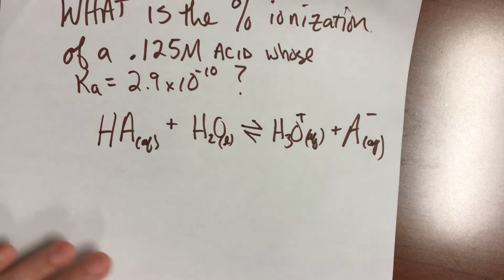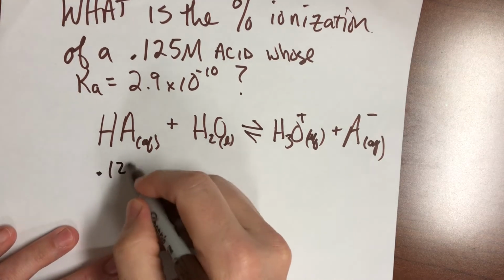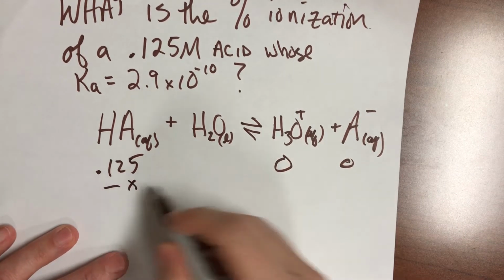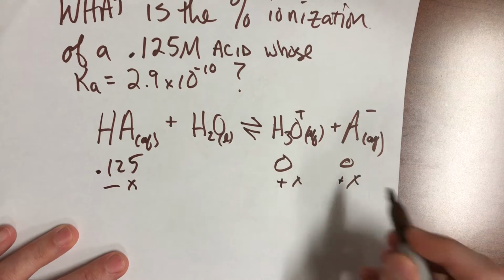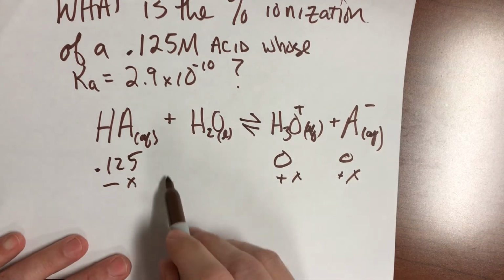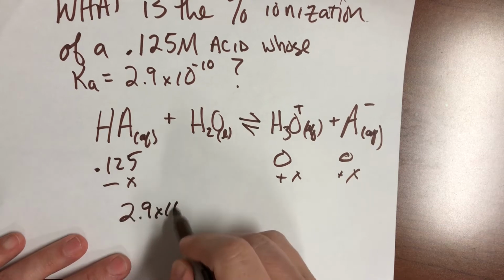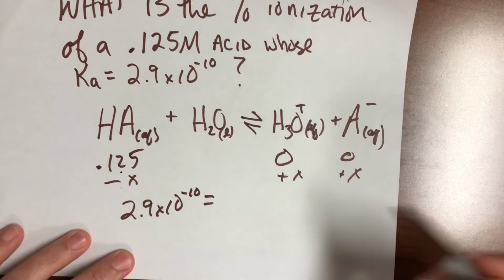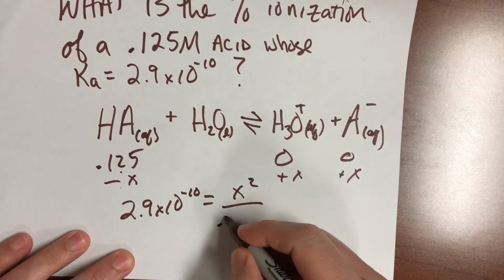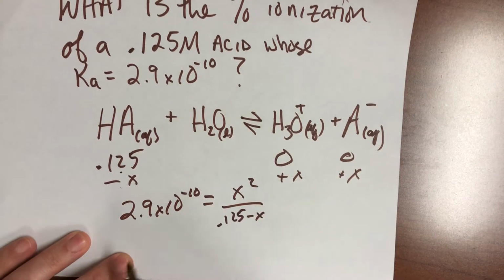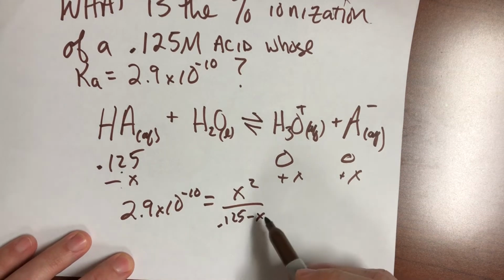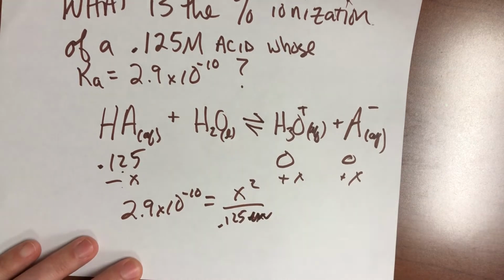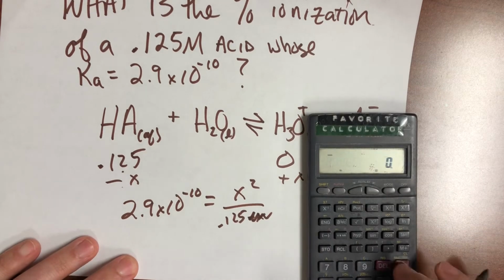So we know that we started with 0.125. We know that we start with none of these, so we're going to lose X of this. We're going to make X of this and make X of that. So at equilibrium, our K value, 2.9 times 10 to the negative 10th, is going to equal our products divided by our equilibrium acid, X squared over 0.125 minus X. We're going to make the small x approximation, assume that this X is small enough that it's not going to change the 0.125 very much. So we're going to just avoid a quadratic that way.